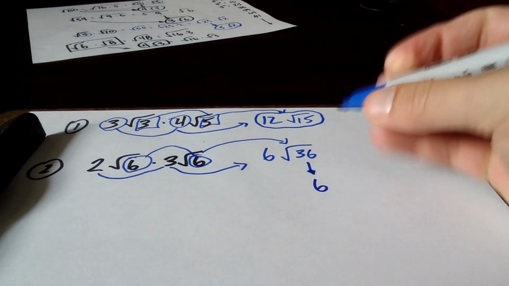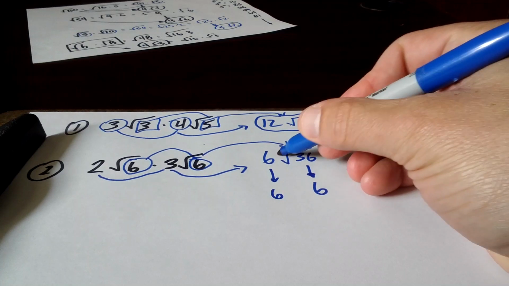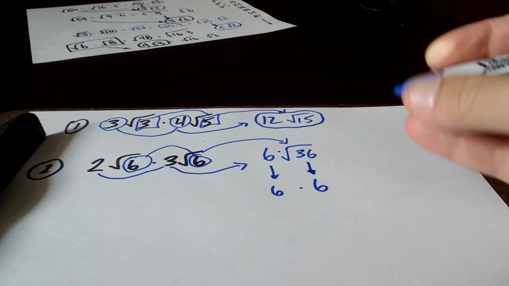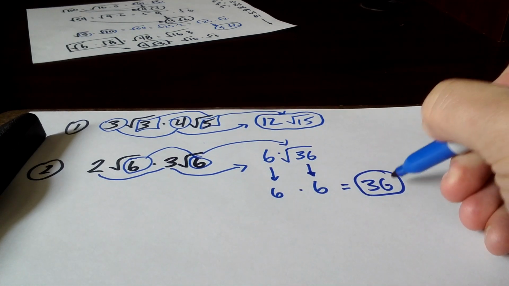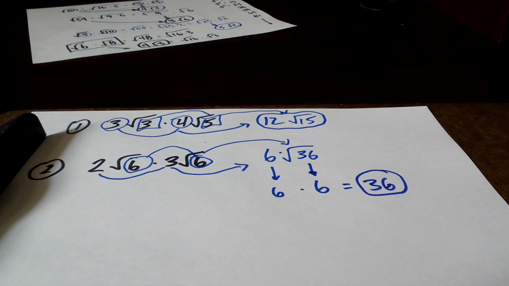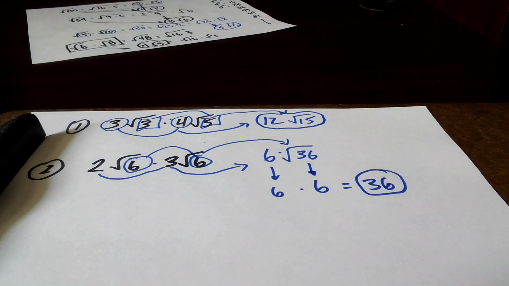What is the square root of 36? It's 6. So remember, these are timesing. So this 6 comes down. What is 6 times 6? It's 36. Okay. So this one's a little weird because the radical symbol disappears, and that sometimes happens. So if it disappears on you, don't panic. That does happen sometimes. 2 radical 6 times 3 radical 6 gave us 36.